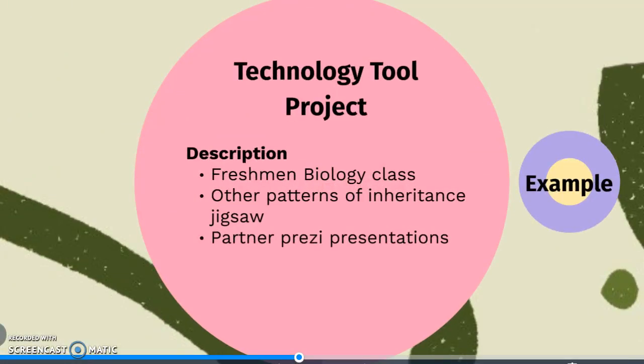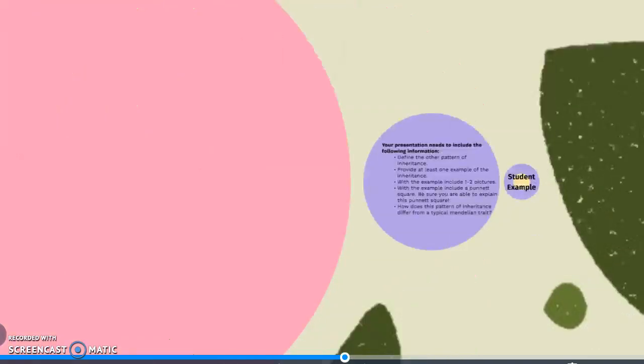The technology tool project that I did is I had my kids make a Prezi. So again, within my freshman biology classes, what I had them do with their Prezis is I integrated that into a jigsaw. So they were working in bigger groups and then they broke down into smaller groups. Within their smaller groups, they were researching a different pattern of inheritance. The different patterns of inheritance were multiple alleles, sex-linked traits, codominance and incomplete dominance, and they were creating a Prezi presentation off of their pattern of inheritance.